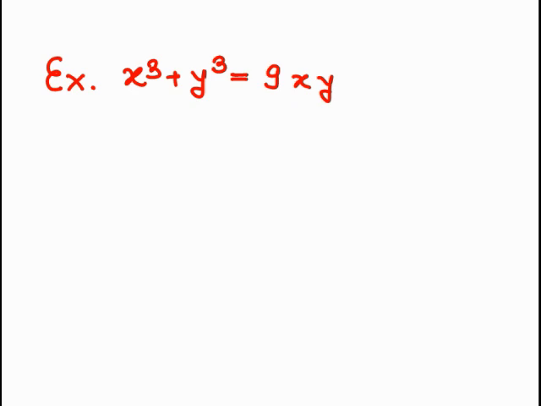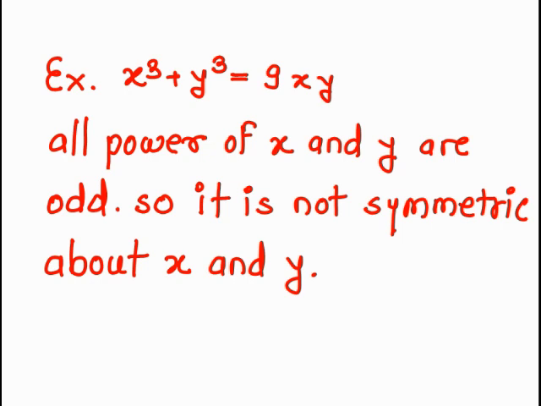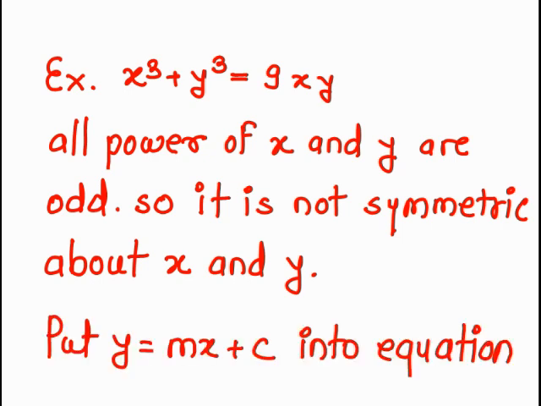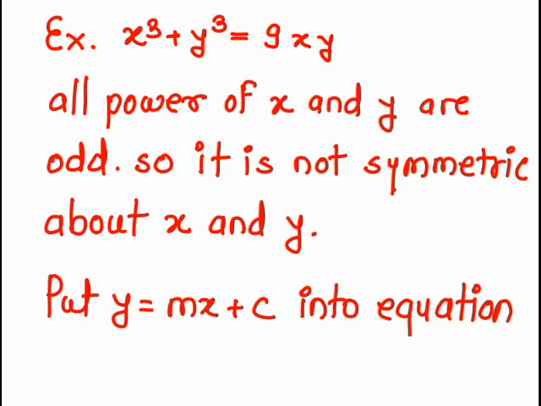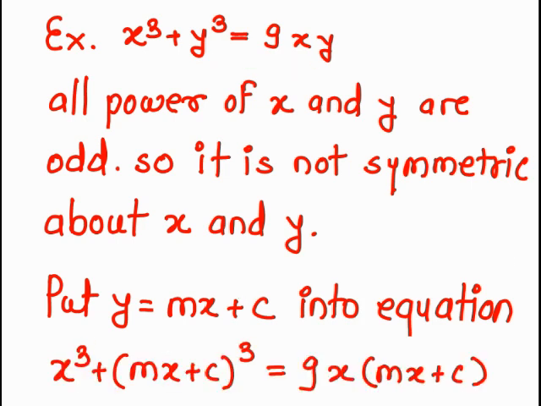x cube plus y cube is equal to 9xy. So all powers of x and y are odd, so it is not symmetric about x and y. So we can find the oblique asymptote. So first of all we put y equal to mx plus c into this equation. Now our job is to find the value of m and c. So when we substitute y equal to mx plus c, we get x cube plus (mx plus c) cube is equal to 9x into (mx plus c).